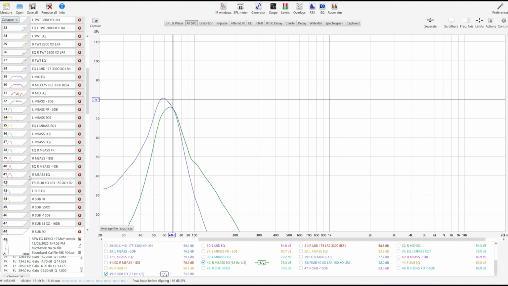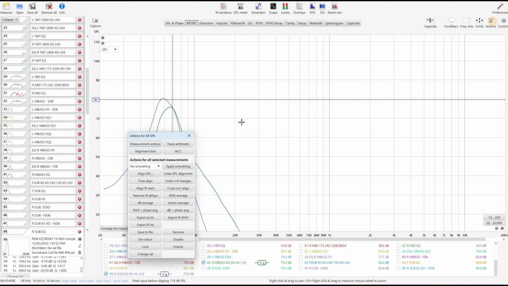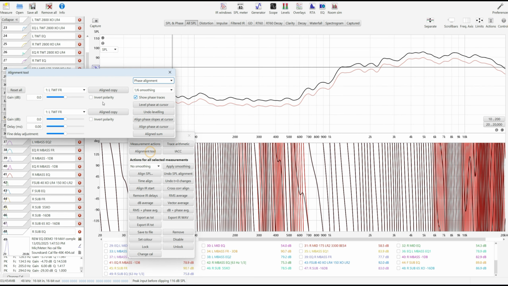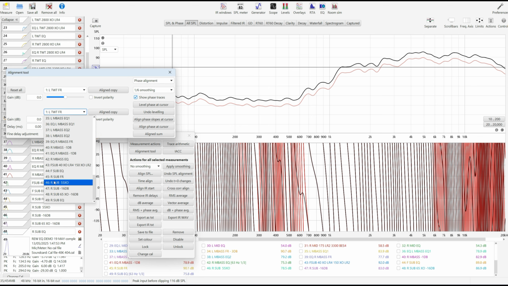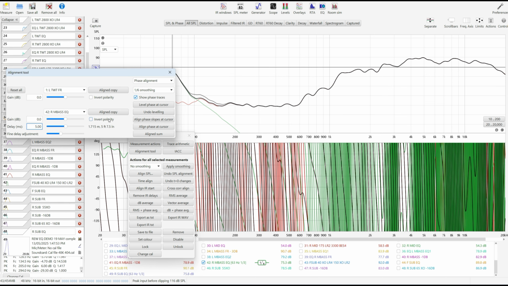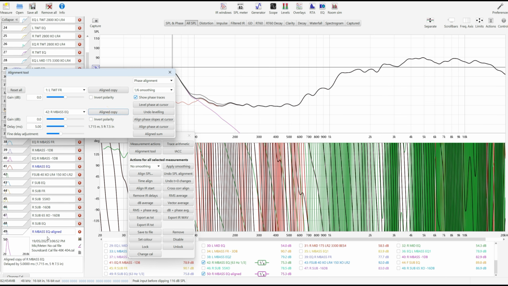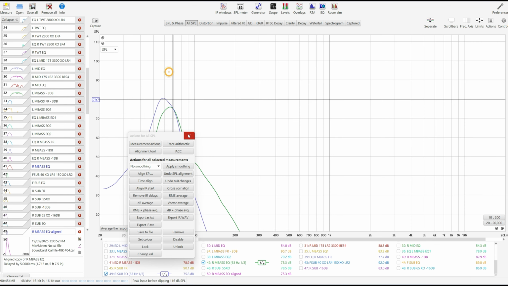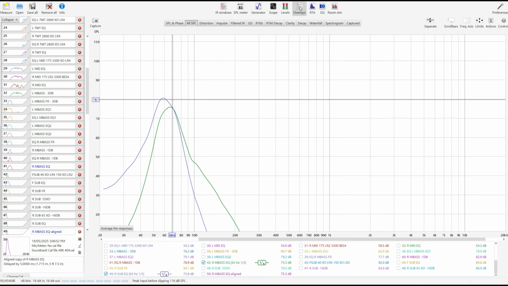The right mid bass is measurement number 42. So I'm going to go Actions, Alignment Tool, select measurement 42, here we are, and then I'm going to add on 5 milliseconds of delay and hit Align Copy. So now I've got a copy of the measurement with the extra 5 milliseconds.